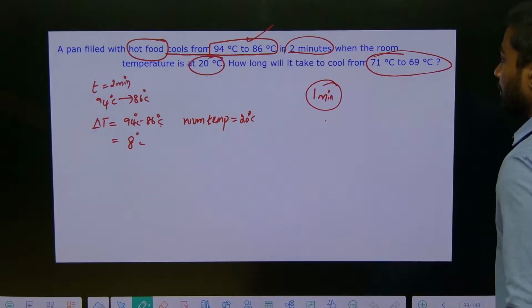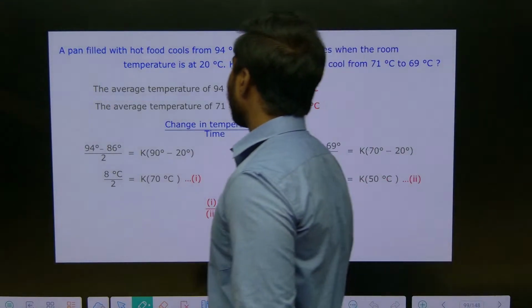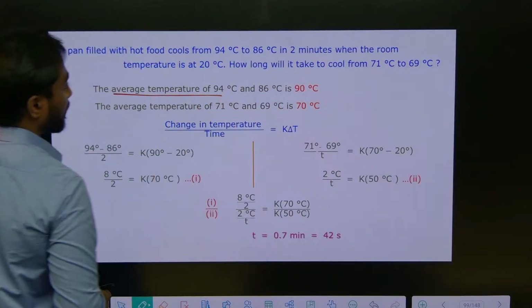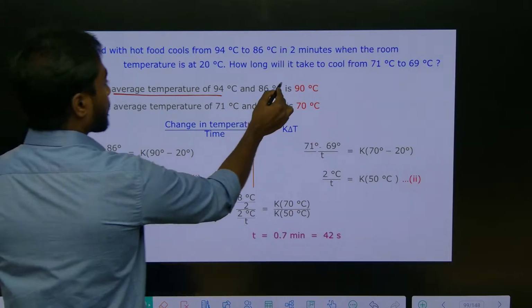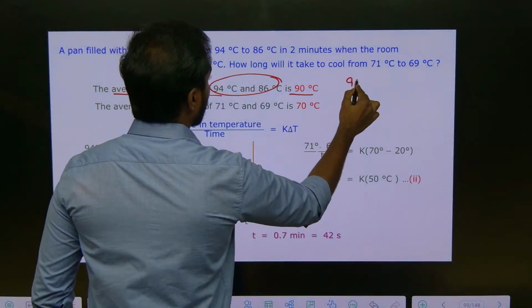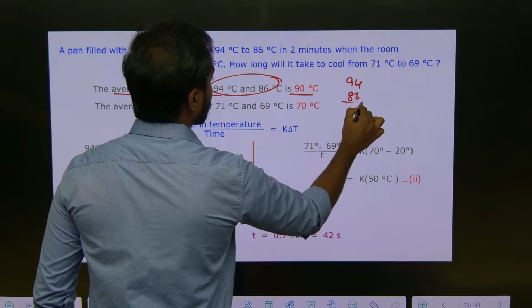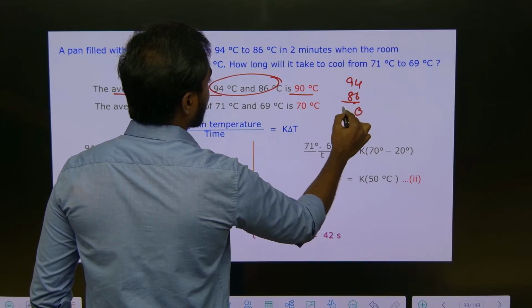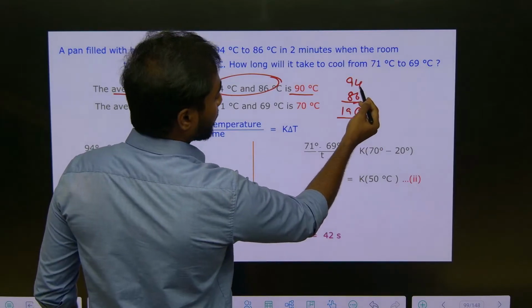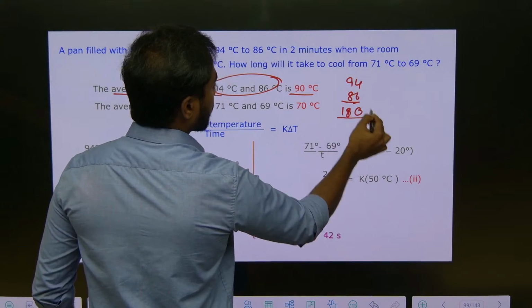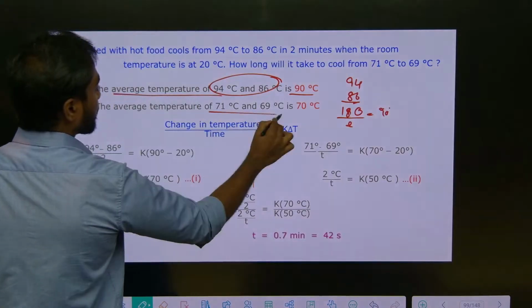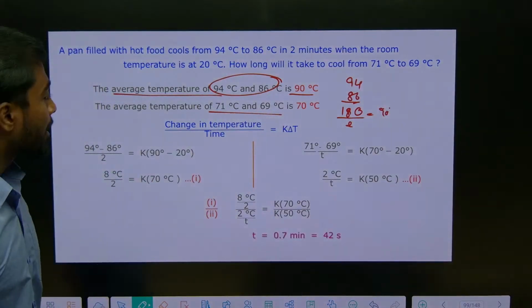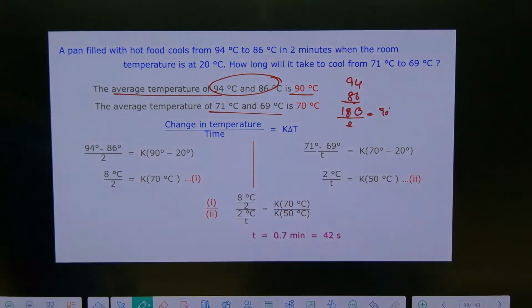If you see here, the average temperature of 94 degrees Celsius and 86 degrees Celsius: 94 plus 86 is 180, and the average is 90. Similarly, 71 and 69 add up to 140, and the average is 70 degrees Celsius. That one is fine.